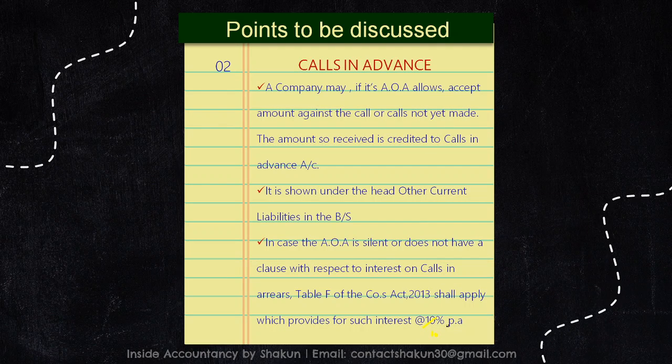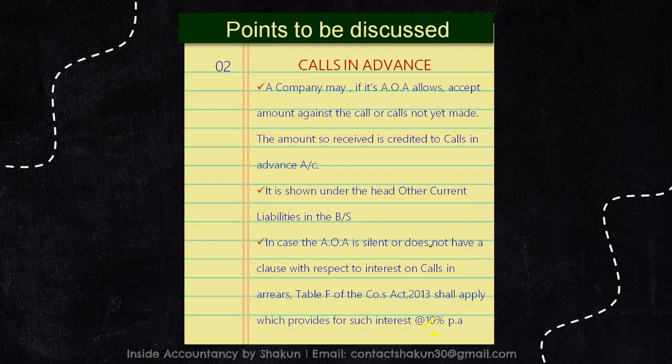Then talking about calls in advance, a company may, if its articles of association allow, accept an amount against a call or calls which are not yet made. That means although the company is making the allotment, the company may receive the amount which is yet to be called. The amount received on a call that has not been made yet by the company is referred to as calls in advance, and that is a liability of the company because that amount is received in advance. So it is shown under current liabilities in the balance sheet.